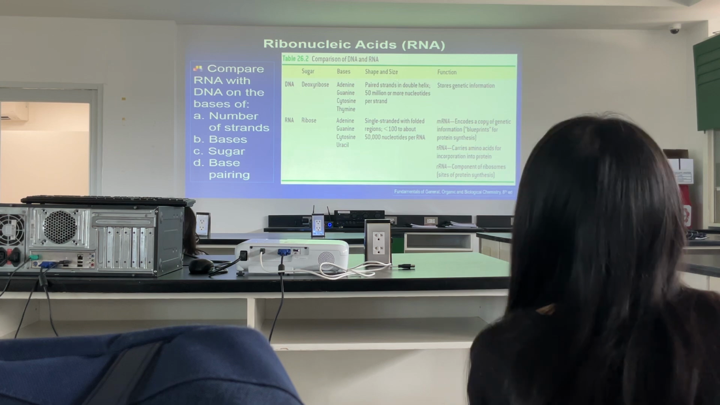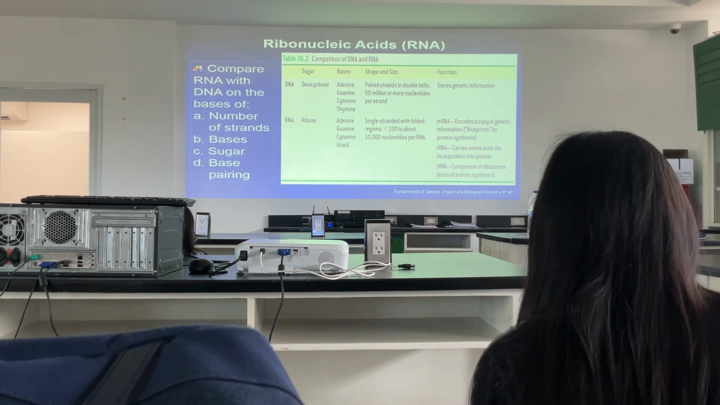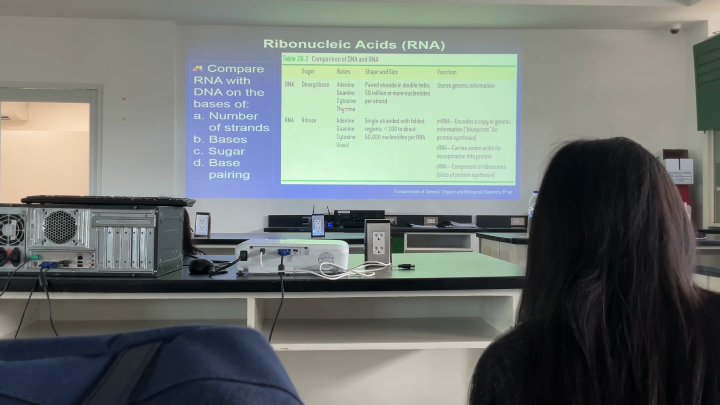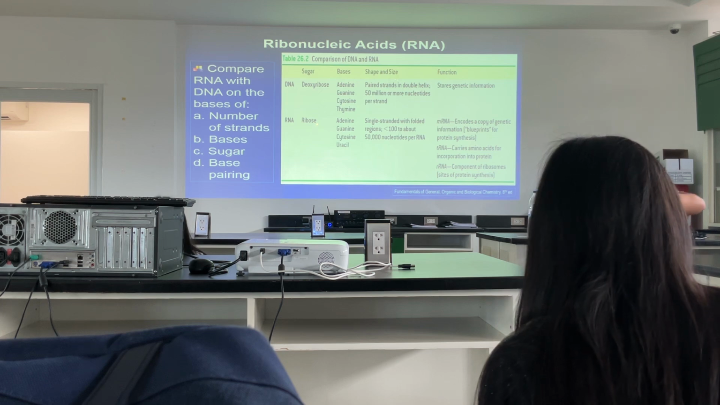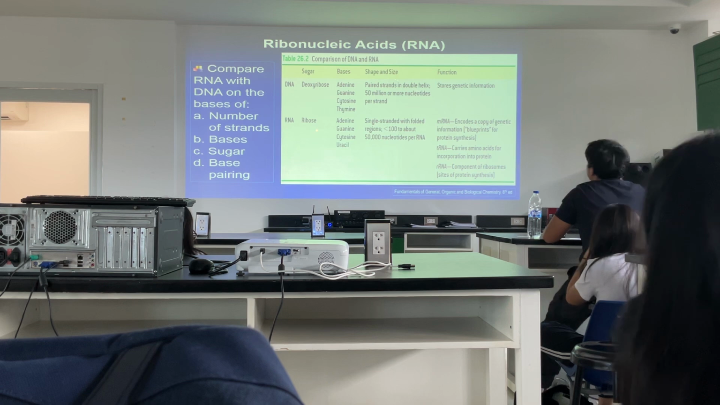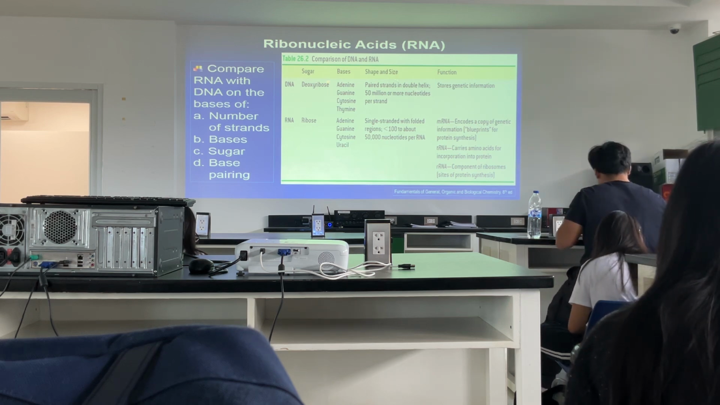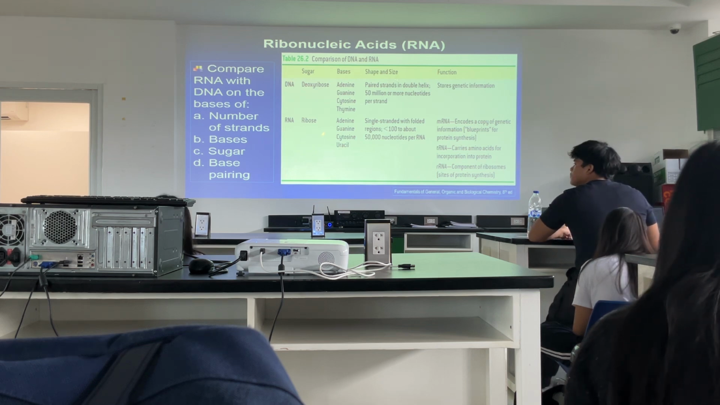The synthesis of mRNA using DNA as the template. RNA is composed of one strand only. The bases in RNA are adenine, guanine, cytosine, and uracil, compared to DNA where you have thymine. The sugar in RNA is ribose, where there is an oxygen atom in the second carbon atom of the ribose sugar, while there is no oxygen atom in the second carbon atom of the ribose sugar in DNA.